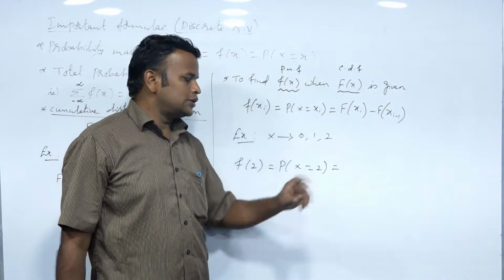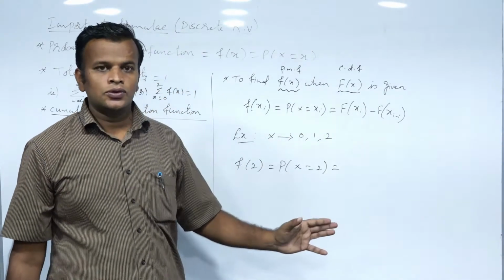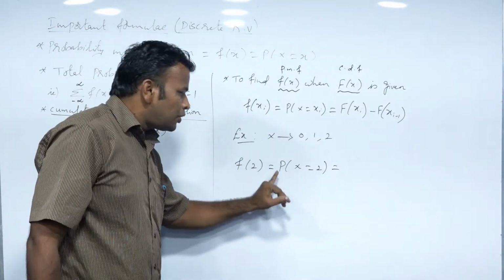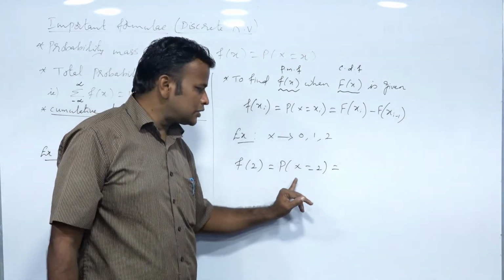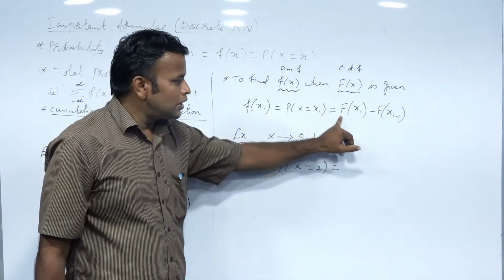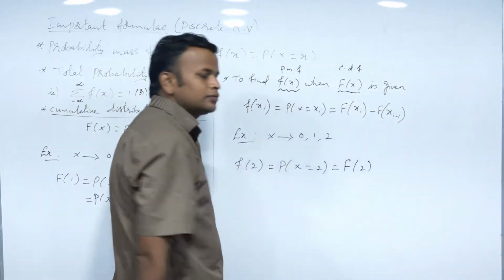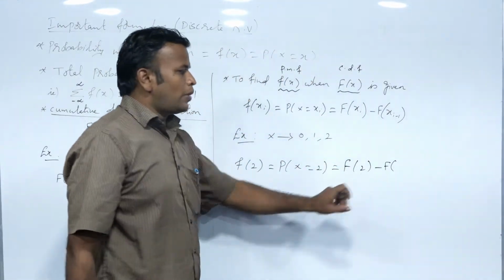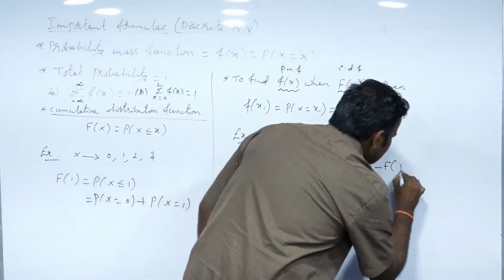Next, here also I give one example. Suppose the random variable x contains these three values 0, 1, 2. Suppose we want to find f of 2. That is P of capital X is equal to 2. We already know small f of x is nothing but P of capital X is equal to small x. So what is the formula? You see, f of xi means first we write capital F of 2, minus, by our formula, capital F of 2 minus 1, that is xi minus 1, the one lesser number. 2 minus 1 is 1.